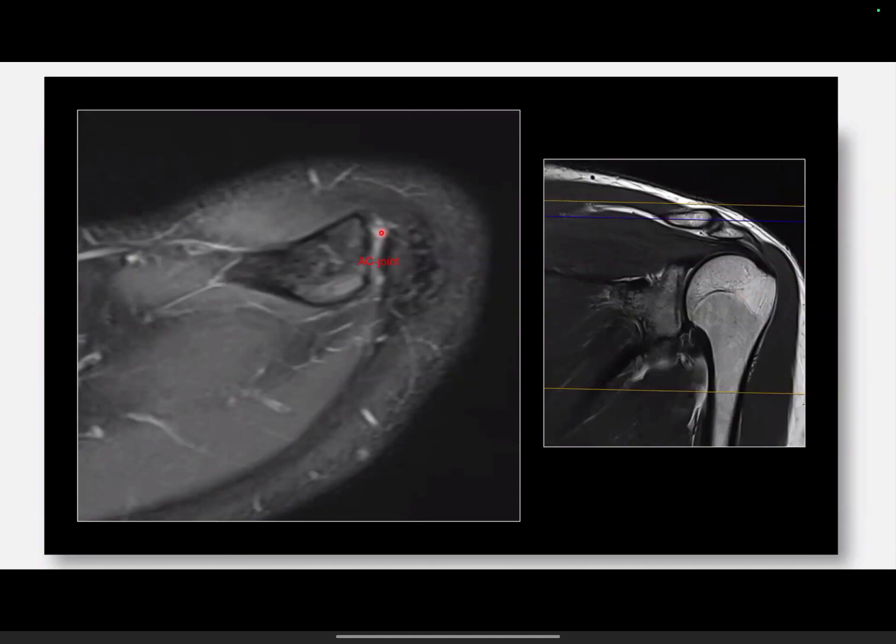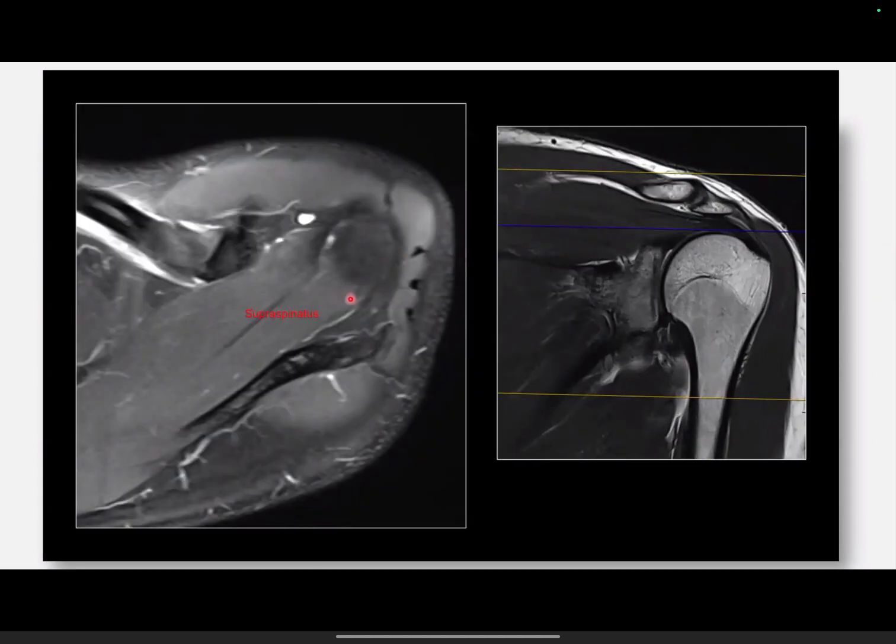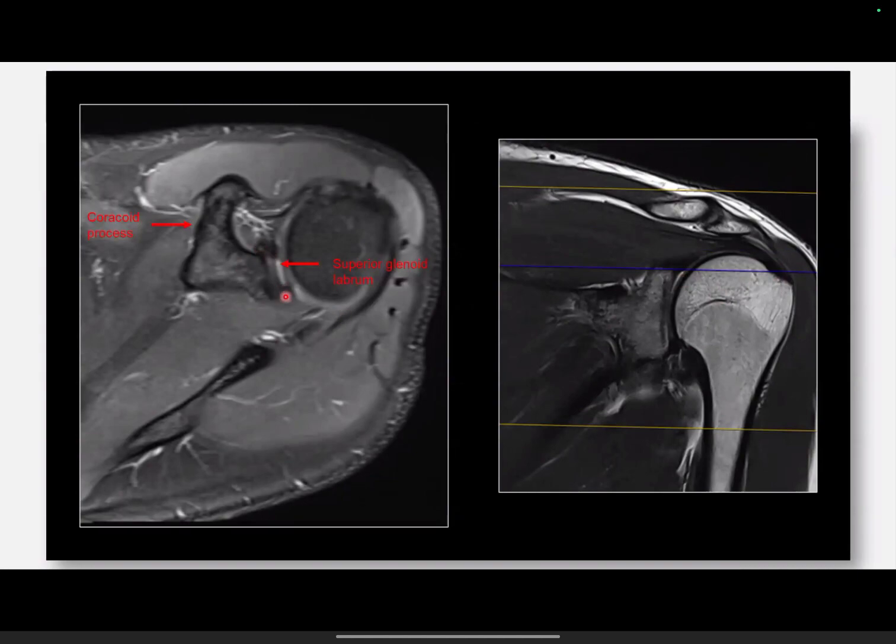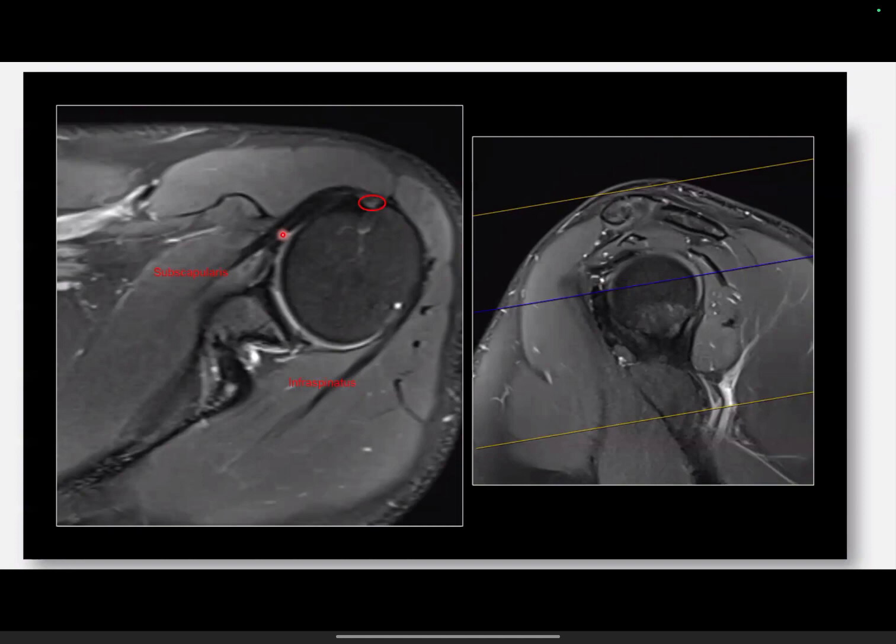On axial images, we are going from above to below. This is at the level of the AC joint. You can see the acromioclavicular joint, the lateral end of the clavicle, and the acromion process. In the next image, you can see this is at the level of the supraspinatus muscle. This is the muscle belly, and this is the tendon which is attaching here. Next is at the level of the superior glenoid tubercle, so you can see the superior glenoid labrum level and the level of the coracoid process. You can see the anterior and posterior aspects of the glenoid labrum. This is the humeral head, and this is the coracoid process. Next, at the level of the subscapularis tendon, you can see this is the lesser tuberosity. This is the bicipital groove.